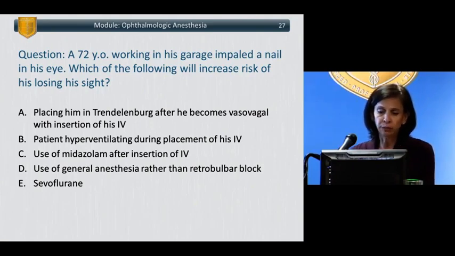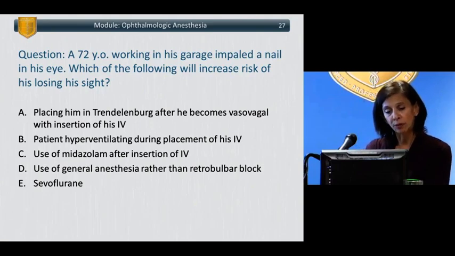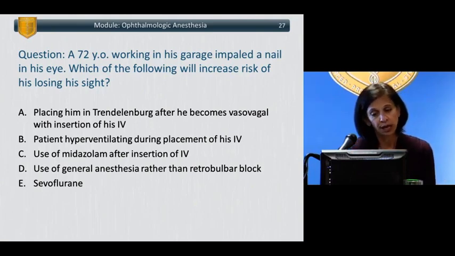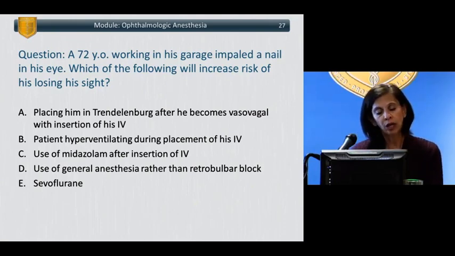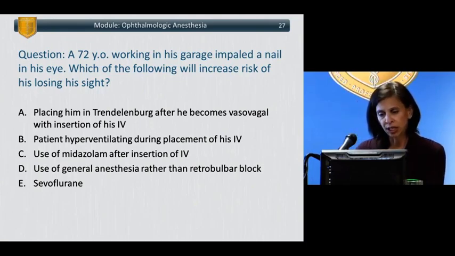A, placing him in Trendelenburg after he becomes vasovagal with insertion of his IV. B, the patient starts hyperventilating during placement of his IV. C, the use of midazolam after inserting his IV. D, use of general anesthesia rather than a retrobulbar block. Or E, using sevoflurane. Which of these will increase his risk of losing his vision?